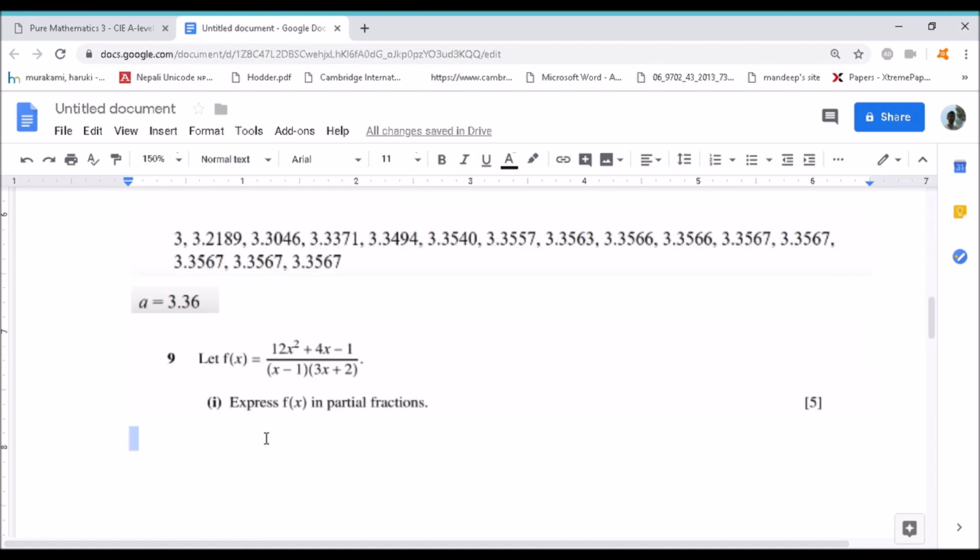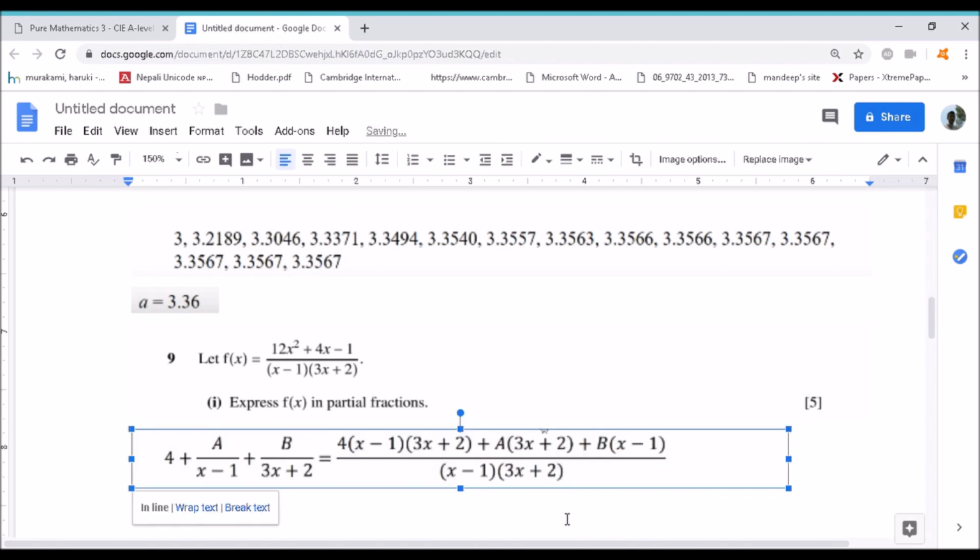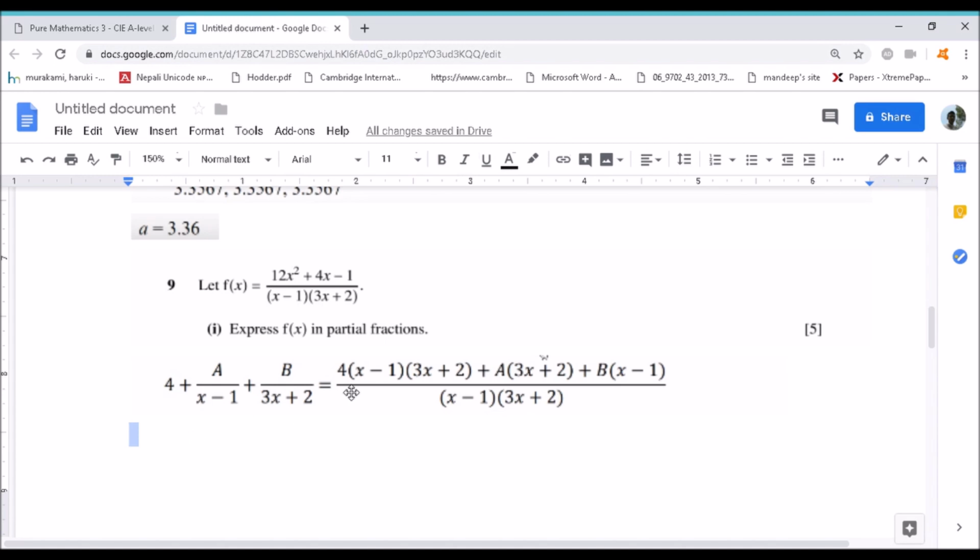Let's do question number 9. f(x) equals (12x square plus 4x minus 1) divided by (x minus 1)(3x plus 2). This is how I solve. The maximum you can get of x square, the coefficient of x square from these two is 3x square, right? But we have to make it 12, so 12x square divided by 3x square is going to be 4, so 4 plus a divided by x minus 1 plus b divided by 3x plus 2.